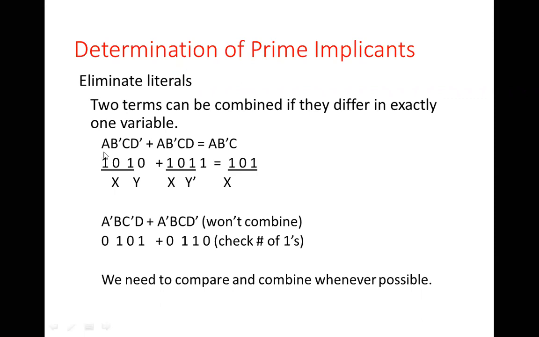So here I have A, B bar, C, D bar. A is 1, B bar is 0, C is 1 and D bar is 0. So the Quine-McCluskey method, as I've told, is used to simplify min-term expressions and give you the result in SOP form. Now this is 1010 and this is 1011. If you can see these two, there is a bit change in D. D is only changing.